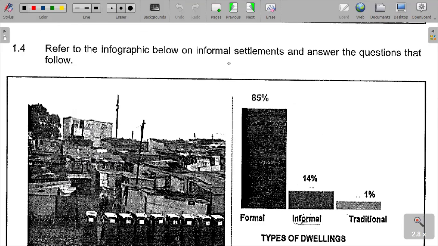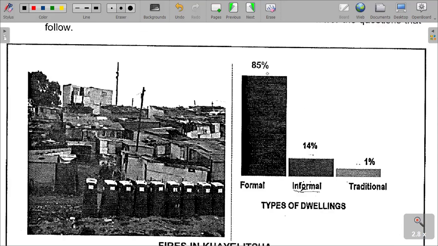We have got an infographic below on informal settlements that we need to answer some questions on, below 1.4. We are looking at informal settlements. We have types of dwellings: we have got 85% formal, informal has got 14%, and then traditional 1%.